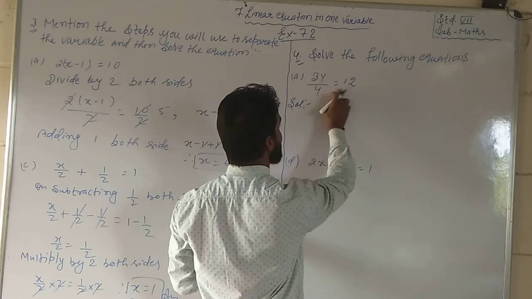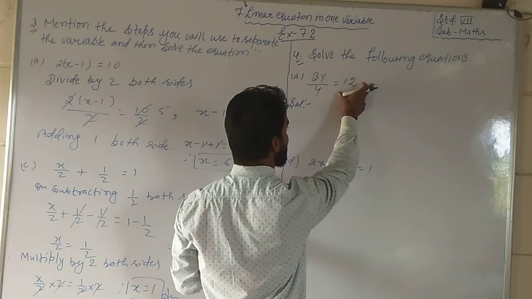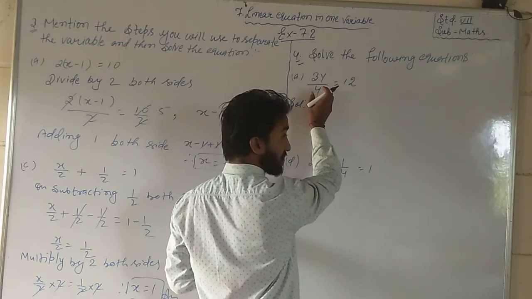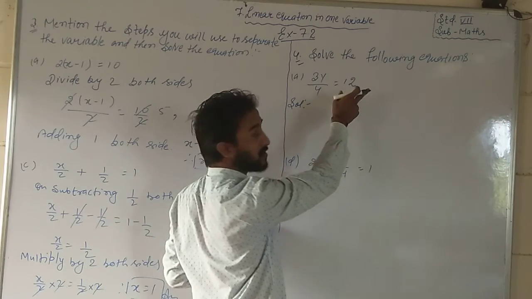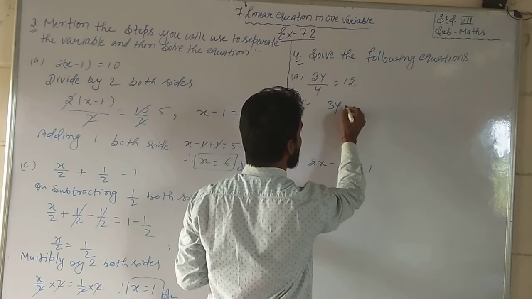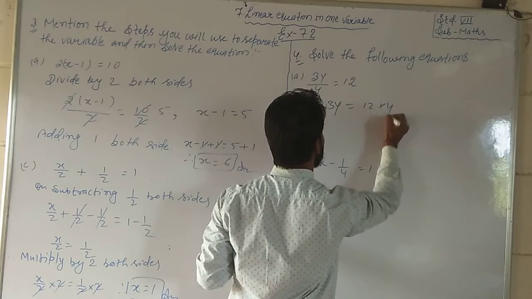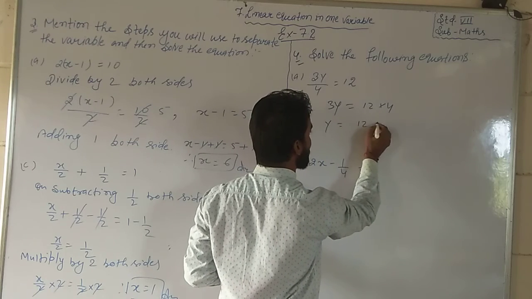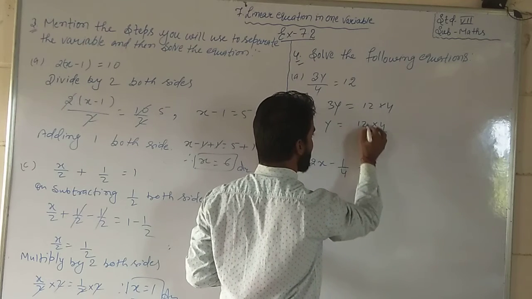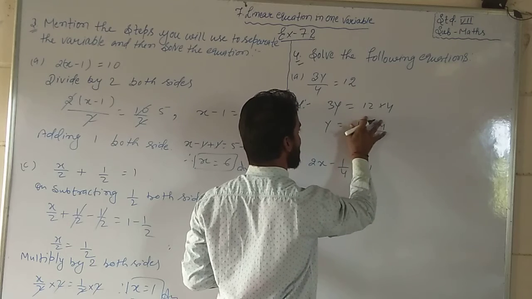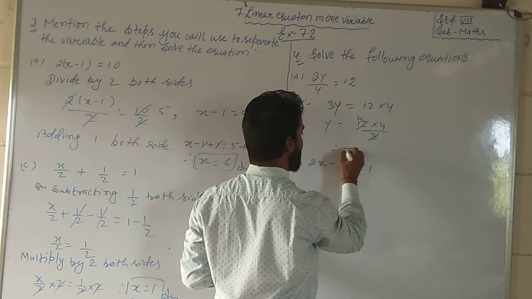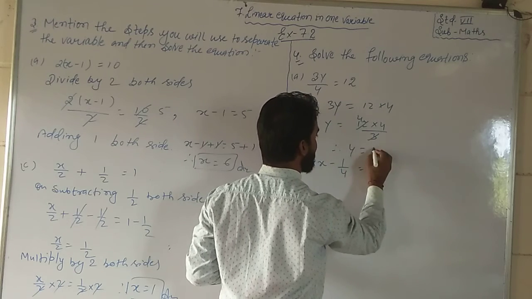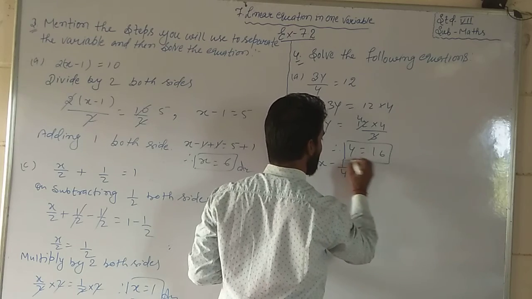To solve this question, what will we do? 3y by 4 is equal to 12. This 4 will be transferred to the other side. It is given in division form, so it will transfer as multiplication. 3y is equal to 12 into 4. We have to find the value of y. So y is equal to 12 into 4 by 3. 3 fours are 12, so y is equal to 16. It is your answer.